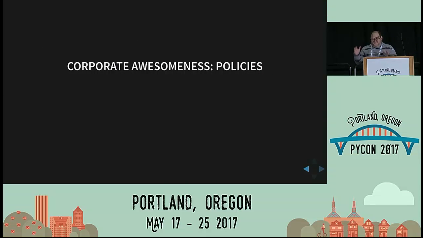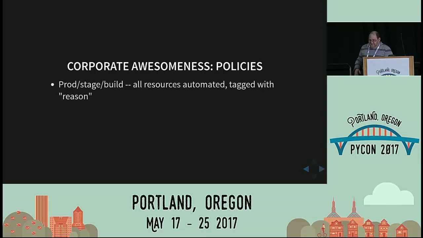So now that you have all these accounts, you want to apply the correct policies. For prod, stage, and build, which is also a sort of prod, you want to make sure that all the resources are automated. They're tagged with a reason which ideally should make sense to a business person. Like, what product is this building for? Is this the app? Is this the partner-facing stuff? What is this doing? Why am I paying for it, basically?